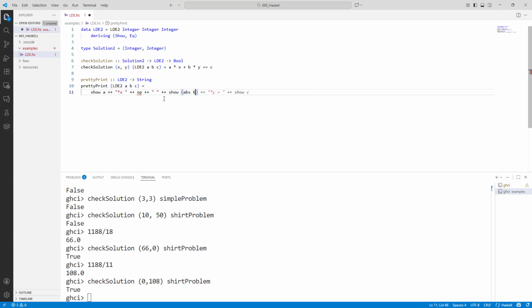Here it would be using the absolute B. Plus calculation Y, and then show C. Where, yes, the important part, and where OP B, where, let's see, OP equals, if B is smaller than 0, then minus, else plus. Well, pretty much it understood what we wanted to write.